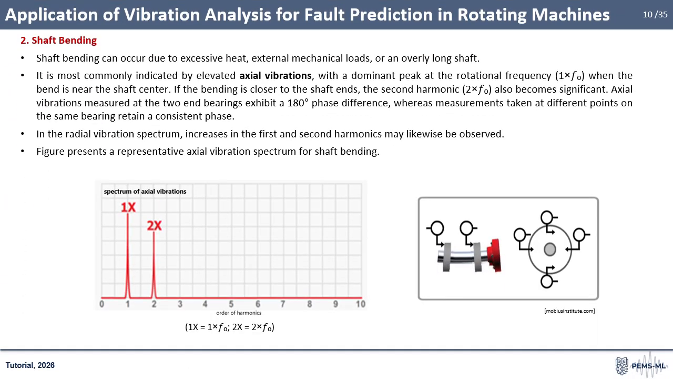The next type of defect in rotating machines is shaft bending, which may result from excessive heat, external mechanical loads, or an overly long shaft. It is typically characterized by increased axial vibrations, with a dominant peak at the rotational frequency when the bend is near the shaft center. If the bend is closer to the shaft ends, the second harmonic also becomes prominent. Axial vibration measurements at the two end bearings show a 180-degree phase difference, while measurements at different locations on the same bearing remain in phase.